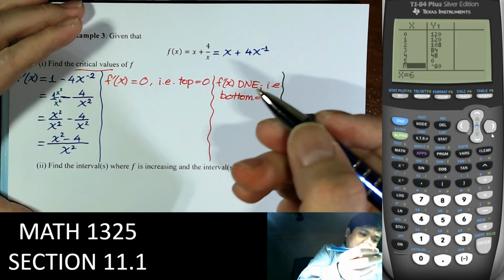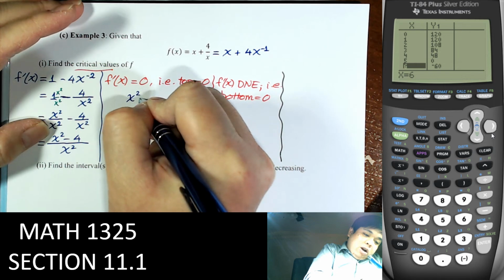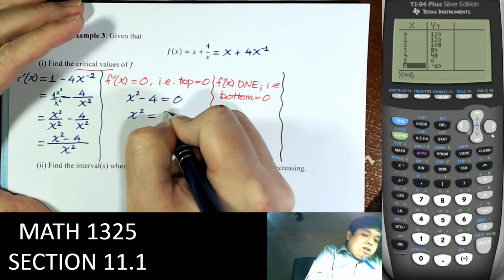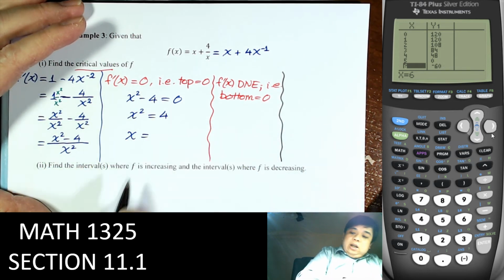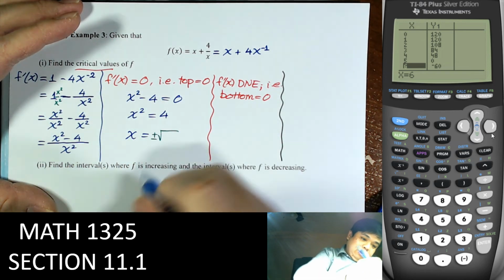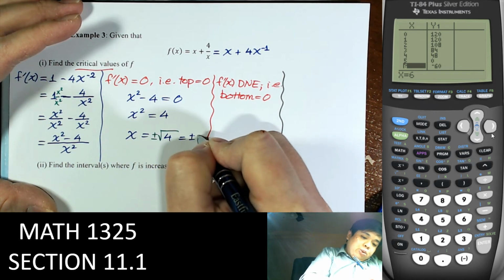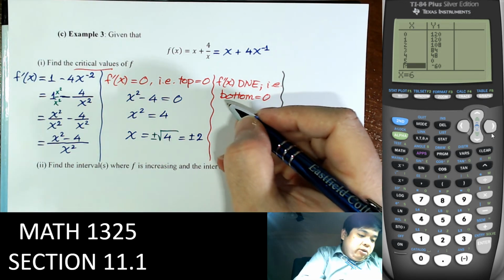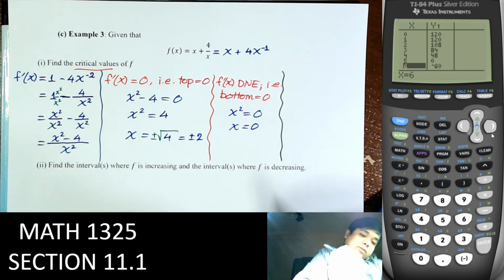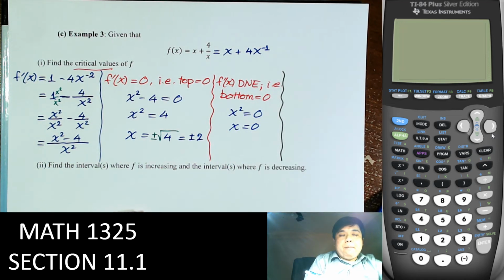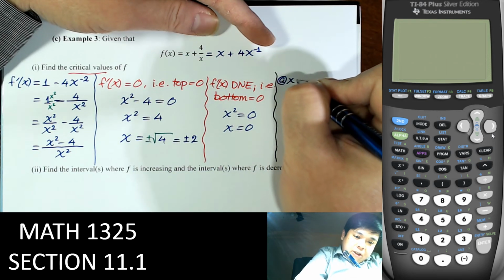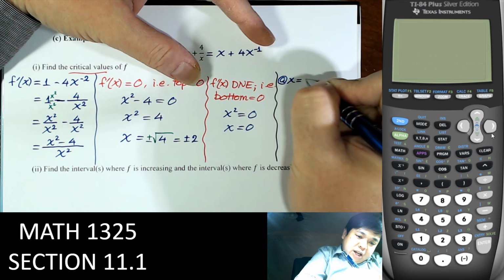Now, the top equal to 0. X squared minus 4 equal to 0. So that gives us x squared equal to 4 by adding 4 on both sides. Take the square root. Don't forget there's a plus or minus when you do that. So plus or minus 2. Bottom equal to 0: x squared equal to 0. So x equal to 0. That's not that bad. We do need to check though, at x equal to negative 2.